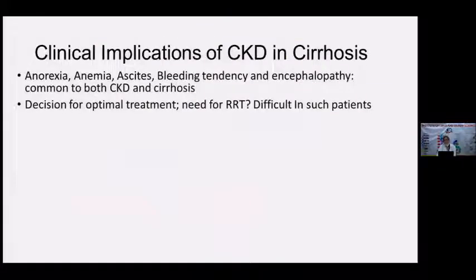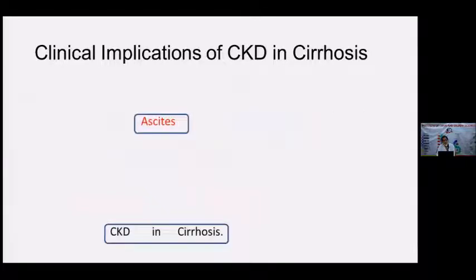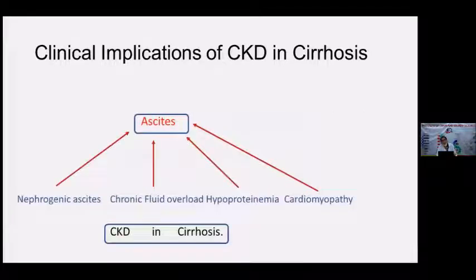What are the clinical implications of CKD in cirrhosis? Anorexia, anemia, ascites, bleeding tendency, and encephalopathy are common to both CKD and cirrhosis. So the decision for optimal treatment becomes difficult, whether we need RRT. So this is how ascites develops: nephrogenic ascites, chronic fluid overload, hypoproteinemia, and cardiomyopathy all lead to the formation of ascites, which are common to CKD as well as cirrhosis.